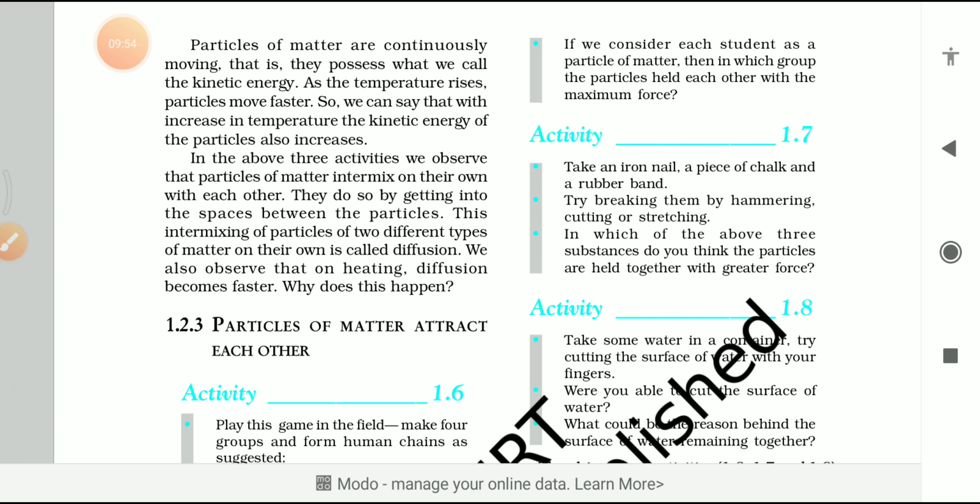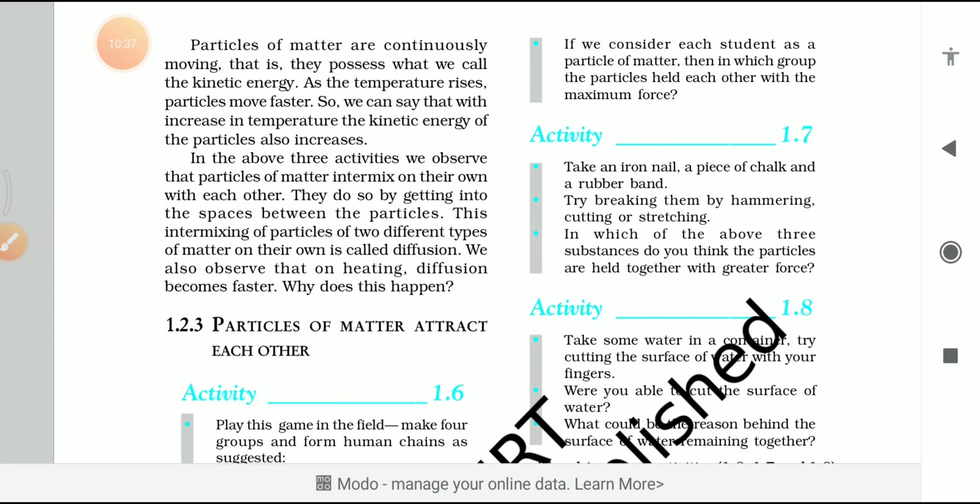A piece of chalk will be crushed, a rubber band will be stretchable, very easily stretchable. And when we hammer the iron nail, the shape and size of the iron nail may change, but it will not break. It cannot be broken with the help of the hammer. This activity again shows that the force of attraction is more in the iron nail as compared to the piece of chalk, and more in a piece of chalk as compared to the rubber band.